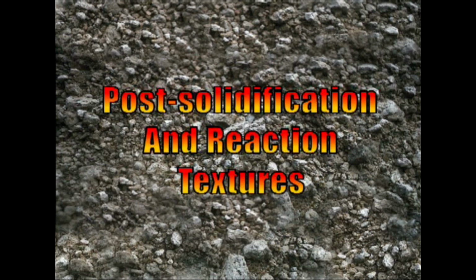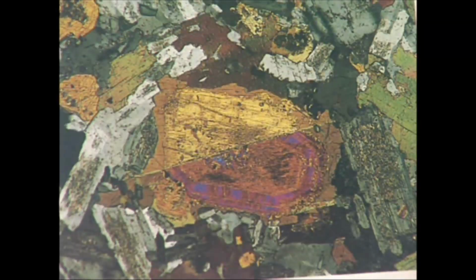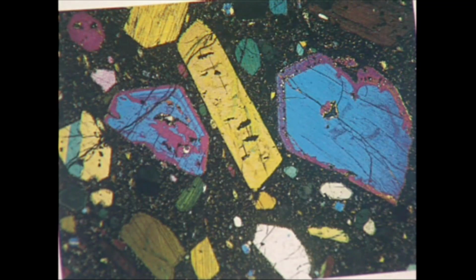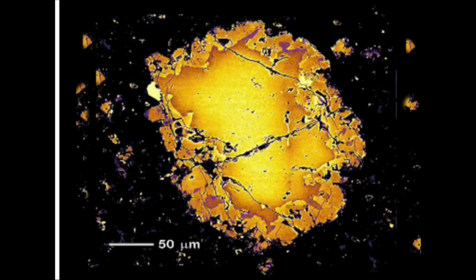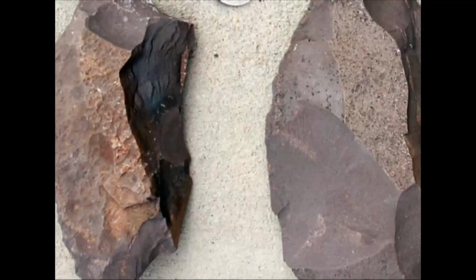Post-solidification and reaction textures. Certain textures are the result of reaction between early formed crystals and the enclosing melt. Similarly, changes may occur after the rock has solidified either to glass or a mineral aggregate. Depending on the scale and nature of these changes, they may be classified either as textures or structures.